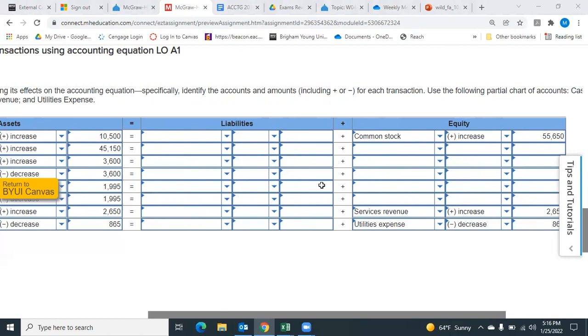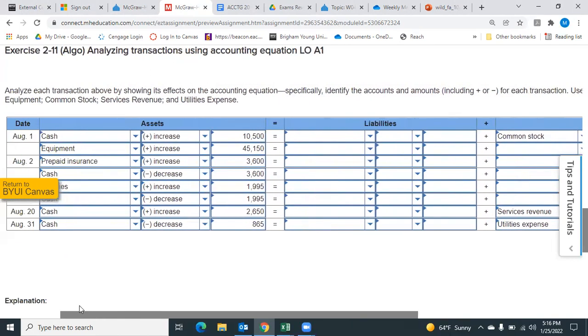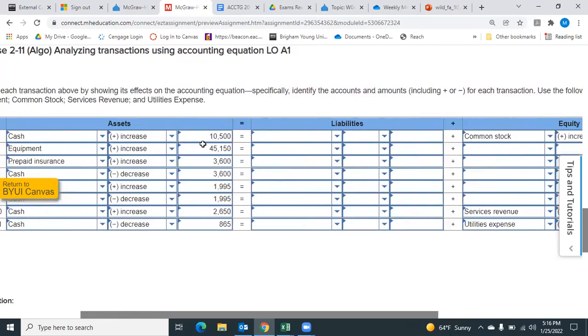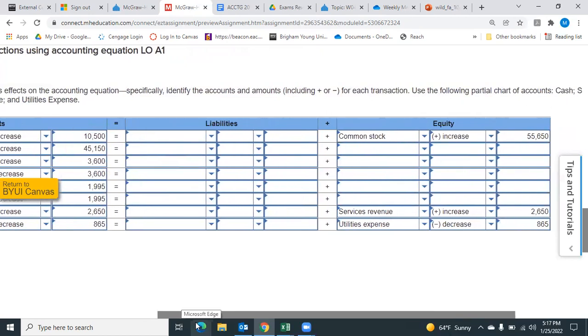So anyway, what's happening is the owners are contributing assets. They're contributing two different types of assets, cash and equipment. And so all of that will increase the common stock. In this example I have up on the screen, it was 10,500 in cash and another 45,150 in equipment. So our increase to common stock would be the sum of the two: 55,650. I don't know what you did without looking at it, but a common error is to just put the amount of cash contributed here as the common stock increase.